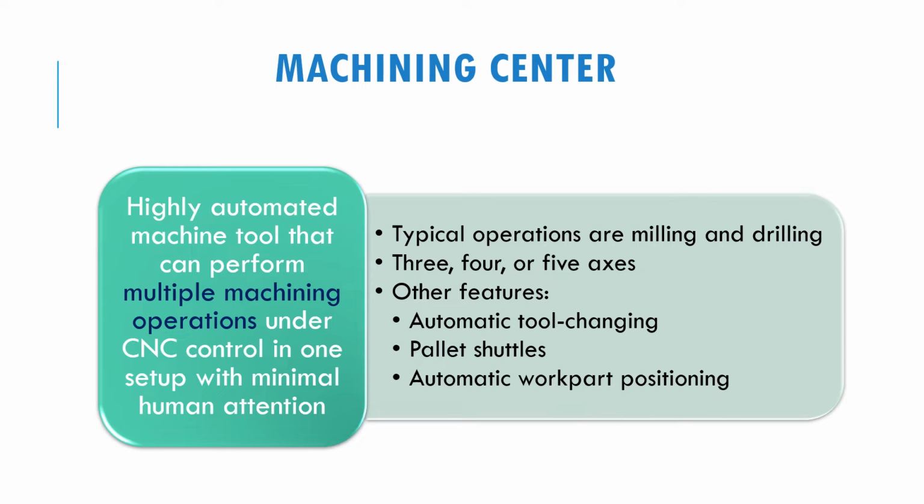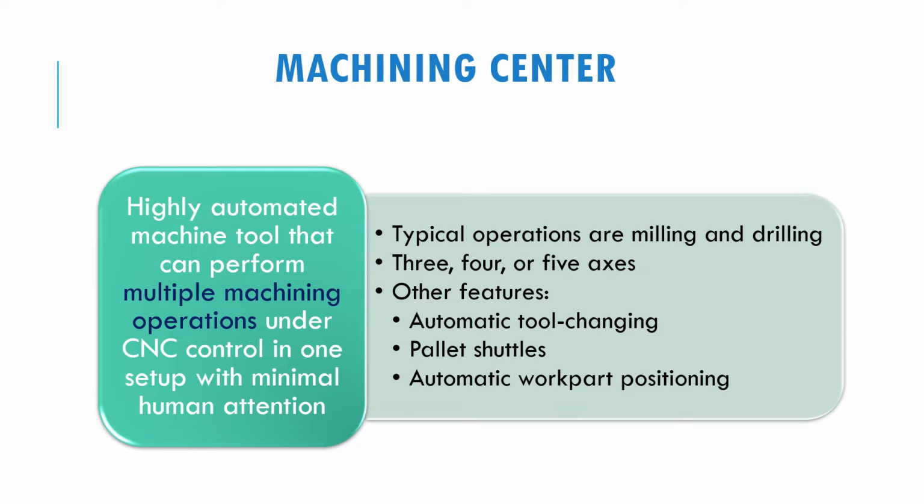What is a machining center? A machining center is a highly automated machine tool that can perform multiple machining operations under one setup, by using CNC control. During this operation, minimal human attention is needed. Typical operations are milling and drilling, and there are also turning centers. Usually the machine will have 3, 4, or 5 axes, and other features like automatic tool changing, pallet shuttle, and automatic work part positioning.